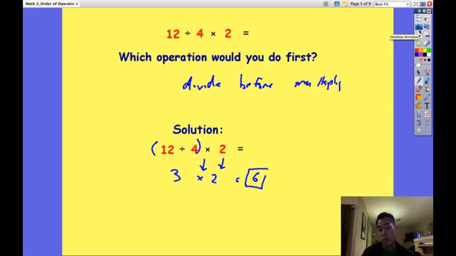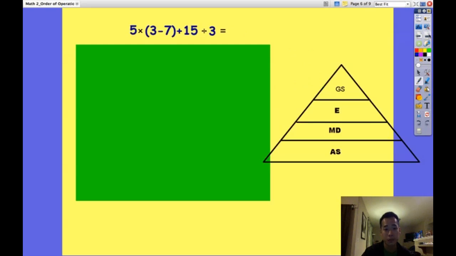Again, if you have any questions, just pause it, go back to the previous slide, look at your notes, look at the examples, and look how I worked out the problem. Here's this. This is a little bit more complicated. This one says 5 times, in parentheses, 3 minus 7 plus 15 divided by 3. I went ahead and drew the triangle in this one in case you didn't want to look at your notes.